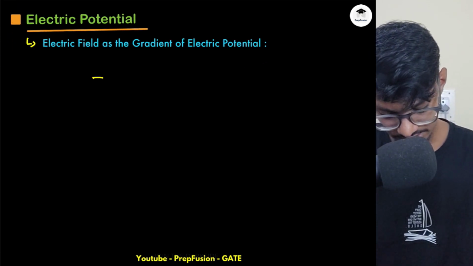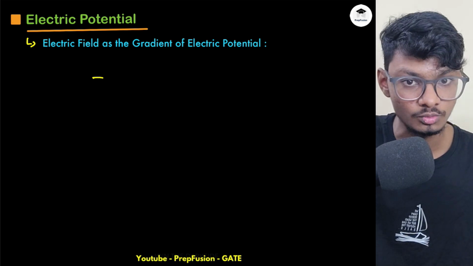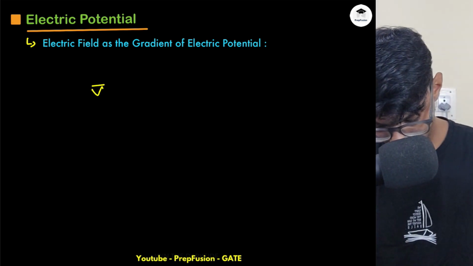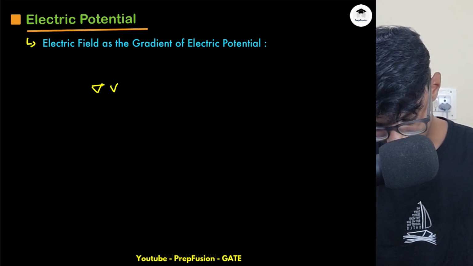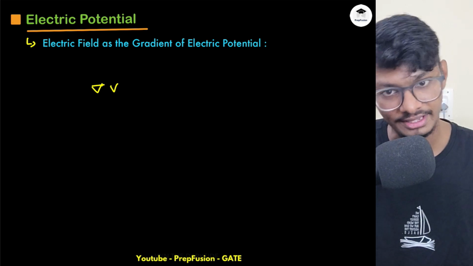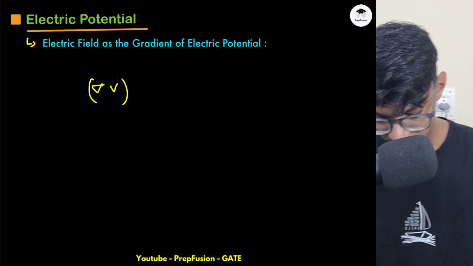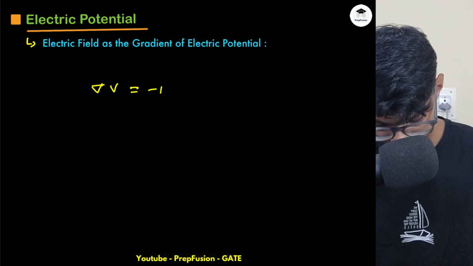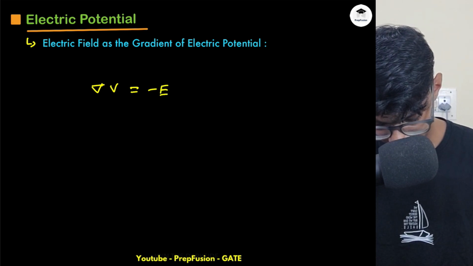So I can say dV upon dl maximum is equal to E, so I can say del V, or not del dot V, sorry, del V, because V is a scalar quantity. I cannot take the divergence or the curl, I can just take the gradient. So del V equals minus E. This is a very, very important expression.